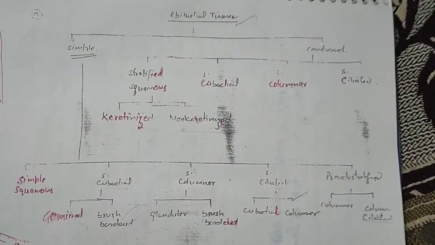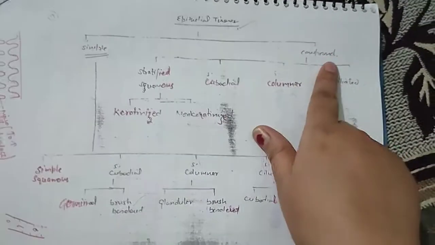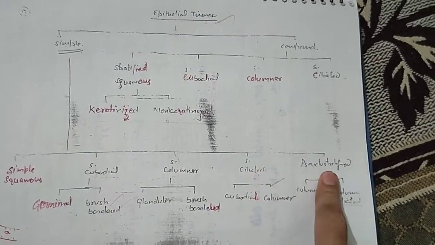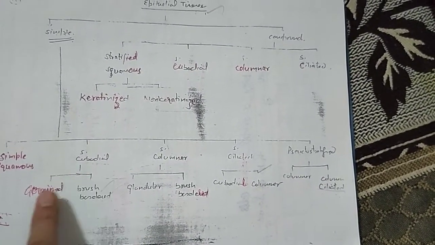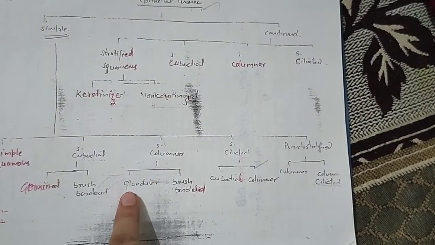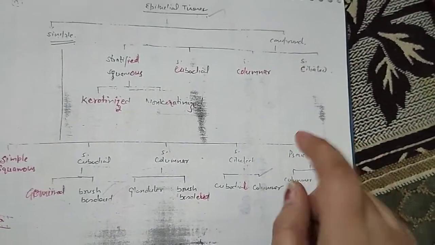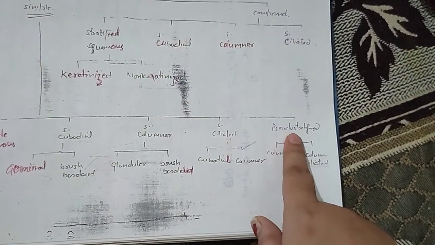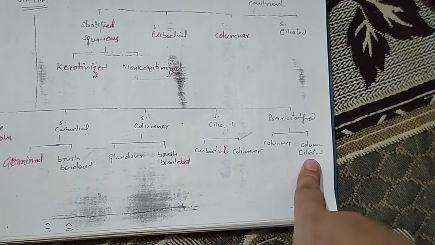Here you can see the full classification of epithelial tissue. Epithelial tissue is of 2 types: simple and compound. Simple is of squamous, cuboidal, columnar, ciliated, pseudostratified. ठीक है, और simple cuboidal के भी further 2 types हैं: germinal, brush bordered. Simple columnar again has 2 types: glandular, brush bordered. Ciliated also has 2 types: cuboidal, columnar, and pseudostratified columnar and columnar ciliated.